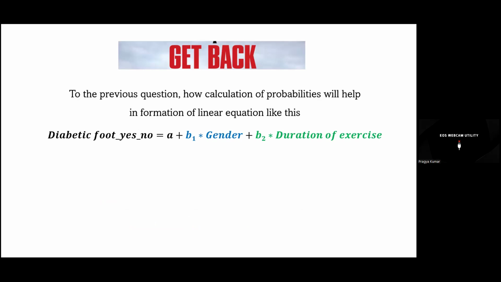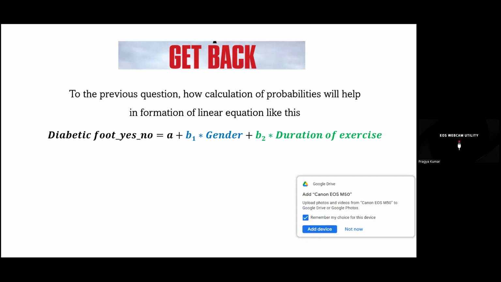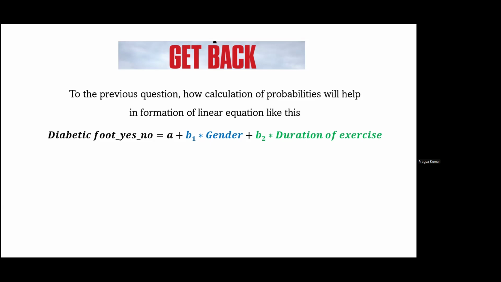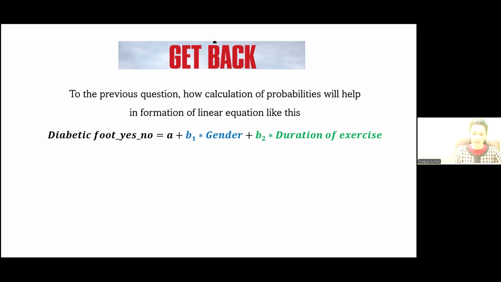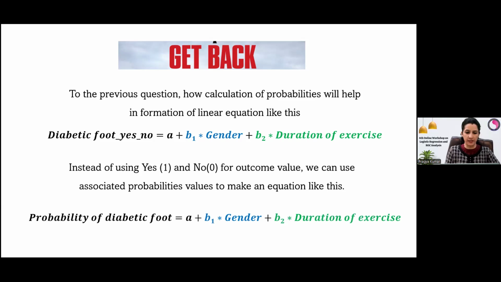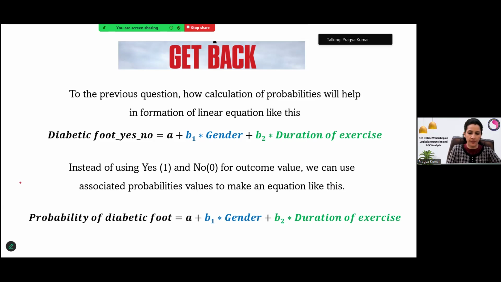So you know what I am doing. Since the beginning, I have started with a simple linear equation, where the dependent variable was continuous. Now I have converted that continuous dependent variable into a probability. So instead of using yes and no, I am now taking this dependent variable as a probability. So is this probability continuous in nature?